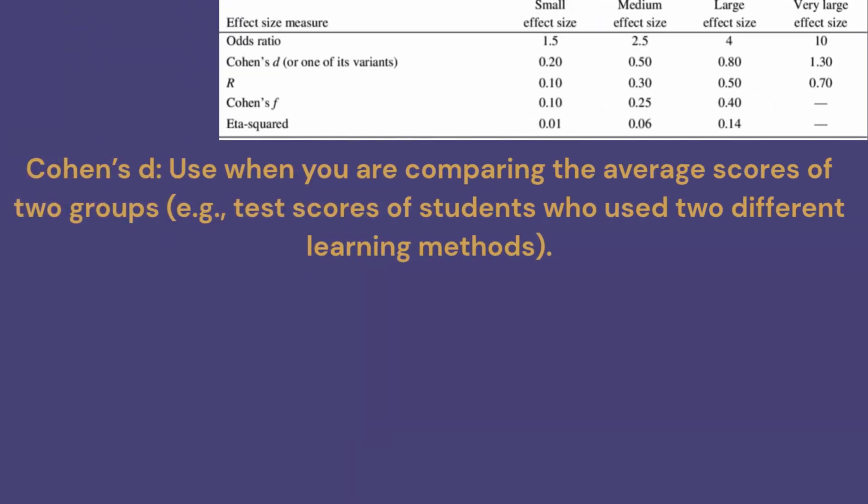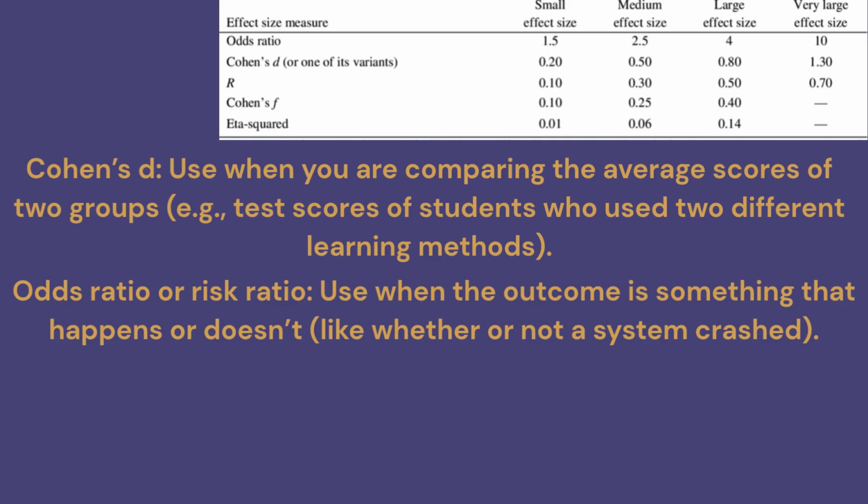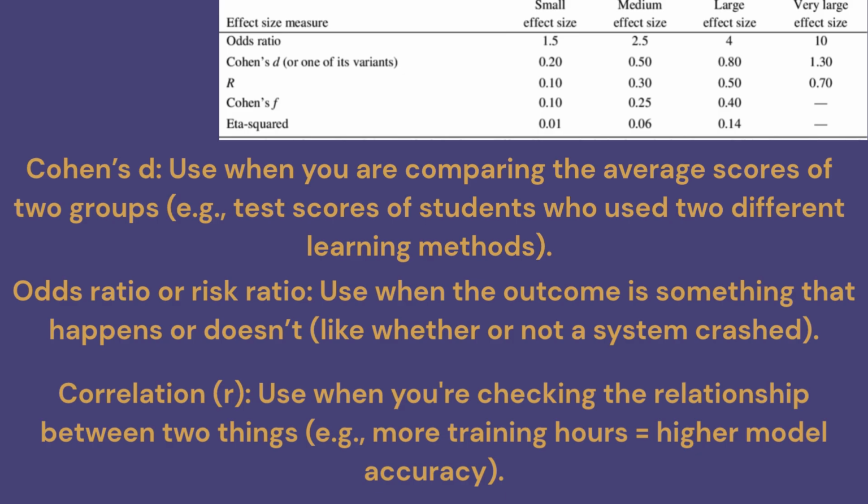Use when you are comparing the average scores of two groups, like test scores of students who use two different learning methods. Odds ratio or risk ratio. Use when the outcome is something that happens or doesn't, like whether or not a system crashed. Correlation is used when you're checking the relationship between two things, like more training hours equals higher model accuracy.